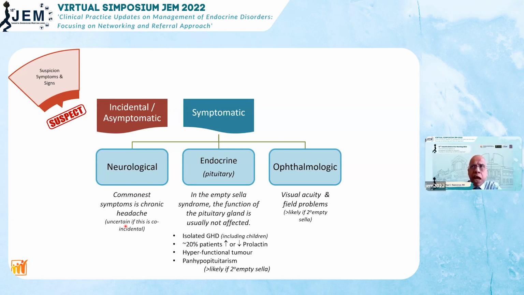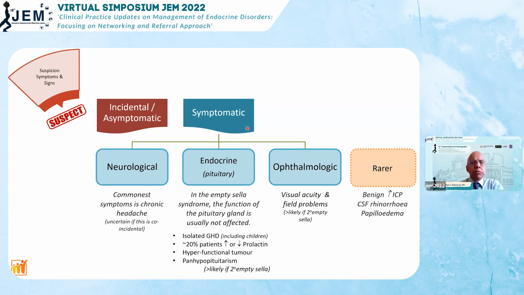Visual acuity and field problems are not common, but you have to think of them in the secondary empty sella. And even rarer are when they have cerebrospinal fluid rhinorrhea or papilledema, as may occur in benign intracranial hypertension.